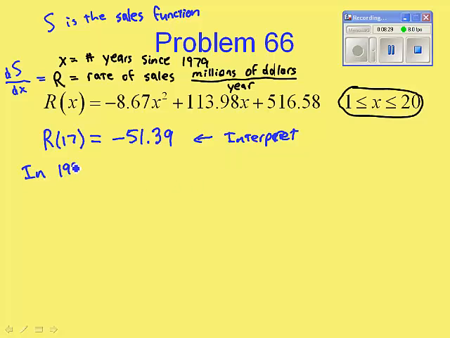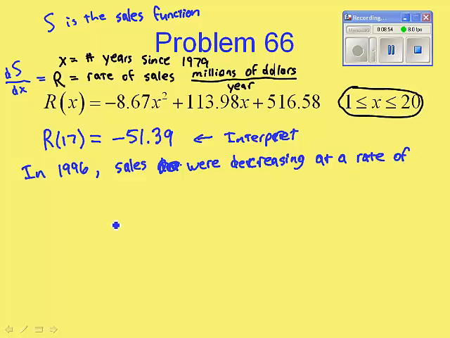Okay, so first thing is what year? Yeah, in 1996. There you go. Sales decreased, or how about this? Sales were decreasing at a rate of $51.39 million per year. Wow.